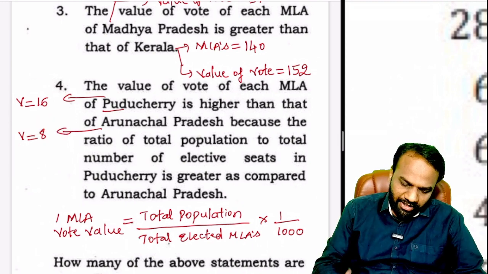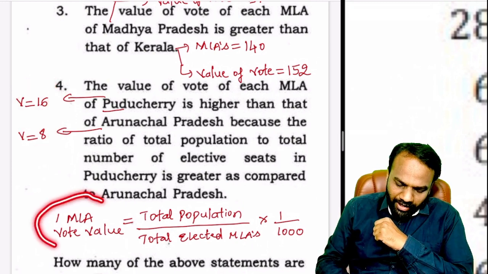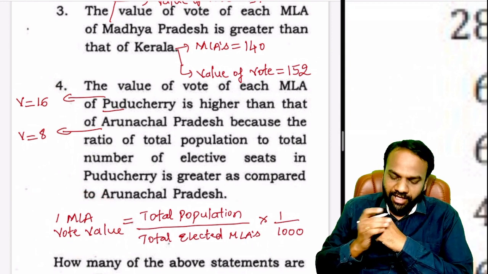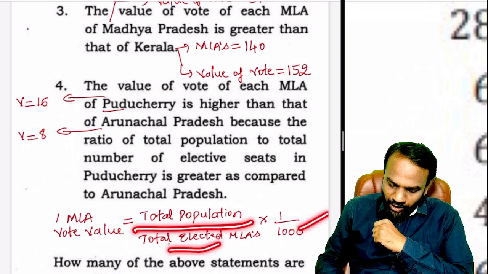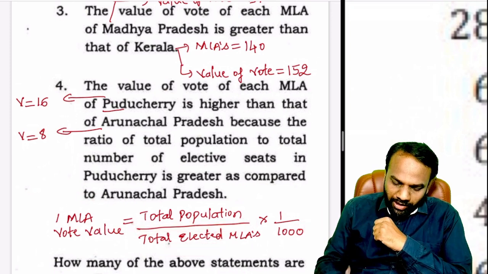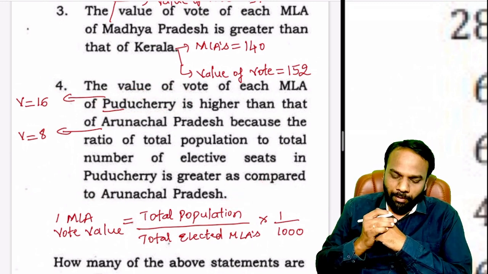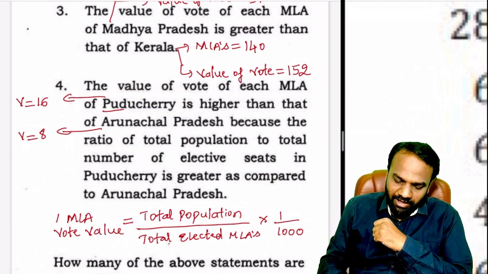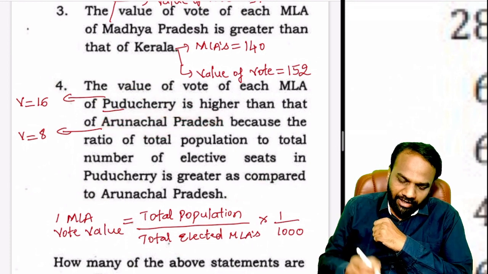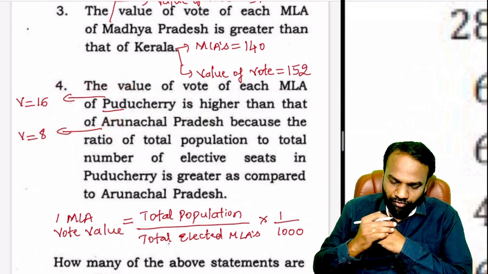So how did we arrive at these values, 16 and 8? It is based on a formula. What is that formula? One MLA's vote value in the presidential election is equal to total population divided by total elected MLAs, into 1 by 1000. So to calculate the Puducherry MLA's vote value, we take Puducherry's total population divided by the total number of elected MLAs of Puducherry, into 1 by 1000. Similarly for Arunachal Pradesh. When we do this, we get a value of 16 for Puducherry and a value of 8 for Arunachal Pradesh.